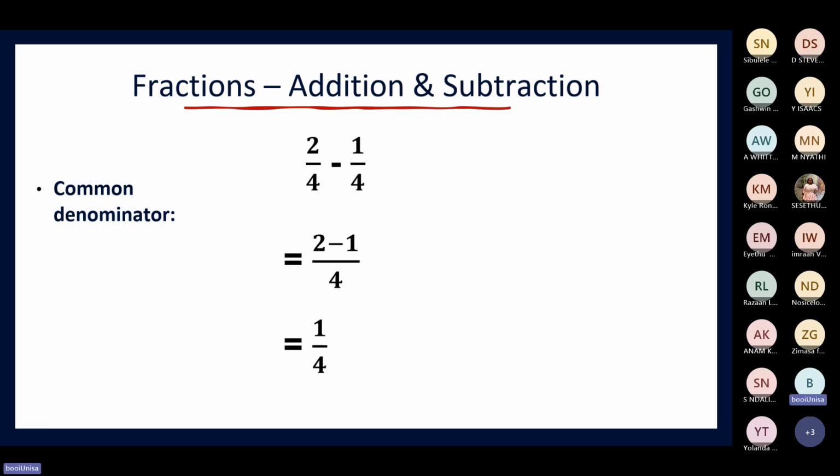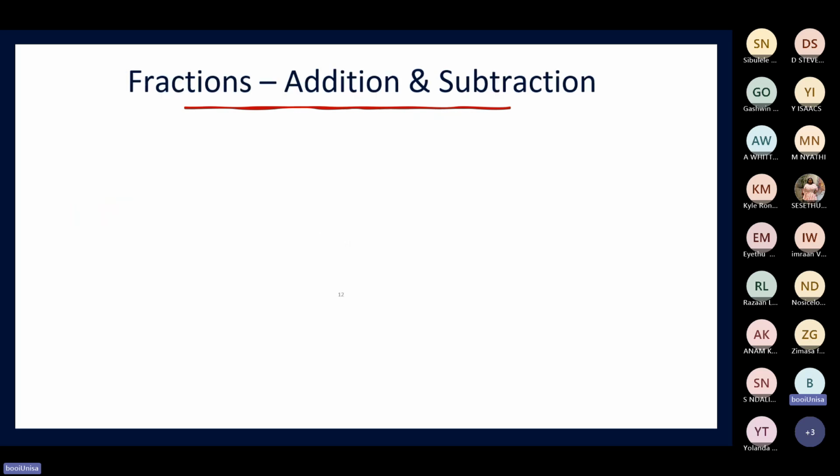What about when they do not have the same denominator? If they do not have the same denominator, we need to find the common denominator. You can either use the LCM or the multiples, whichever method you remember for finding the common denominator, or you can use your Casio calculator. Here we're talking about calculating these things manually, so let's learn how we do that. We need to find the common denominator. And how do we do that?